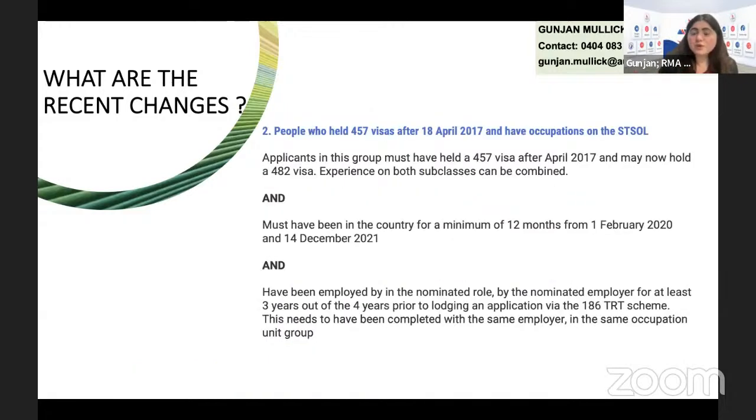The second change was people who held 457 visas. So the 482 was 457. So for the 457 visa after 18th April 2017 with an occupation on a short-term list, you must have been in the country for a minimum of 12 months, and you should have been employed by the employer in your nominated role for at least 3 years, and then you can apply for the 186 TRT. So you can apply for your permanent residency.